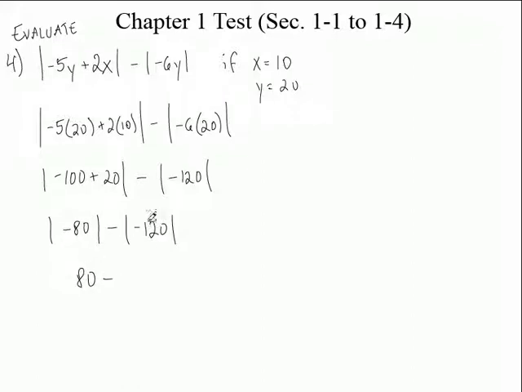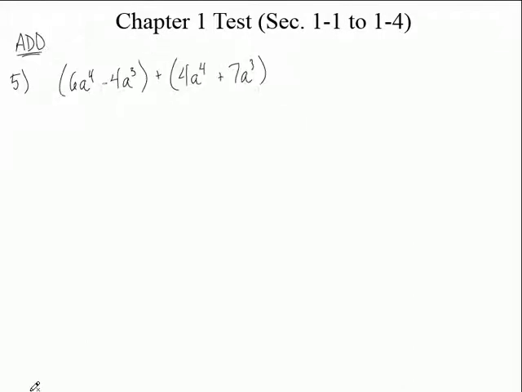Minus, and then we figure out what this is. The absolute value of negative 120 is positive 120, so that's 120. That's 80, that's your minus right here, that's how we got that minus, and this is just regular 120. So 80 minus 120 is negative 40. And that's how you work with absolute value.